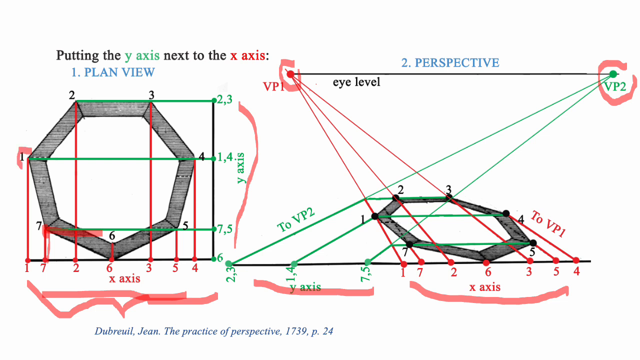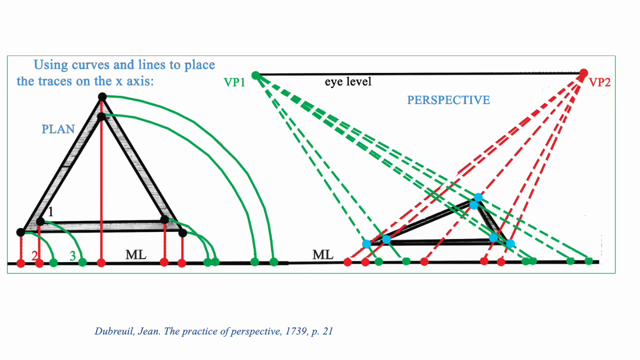So what is point 1? It's above number 1 on the x-axis, and it is in line with 1 and 4 on the y-axis. So here in the perspective, we have 1 on the x-axis and 1 and 4 on the y-axis, giving us this point in this perspective view. This shape is a little different because it's not touching the measuring line.